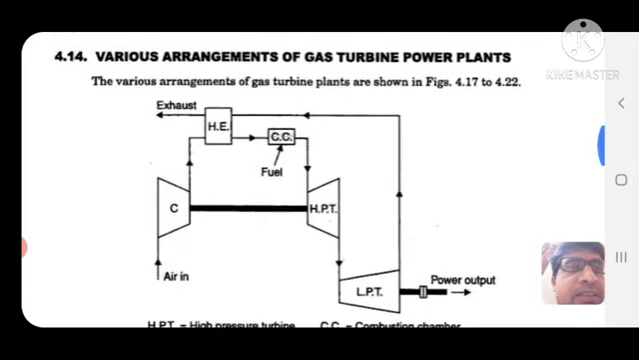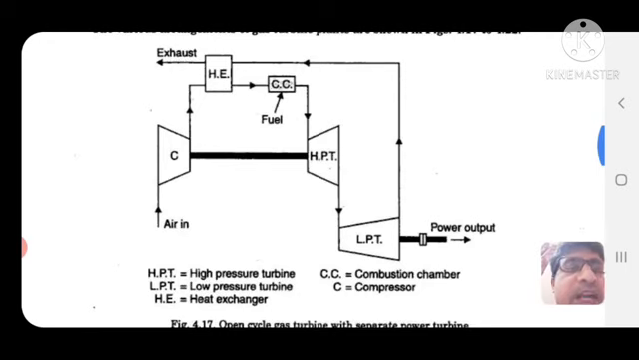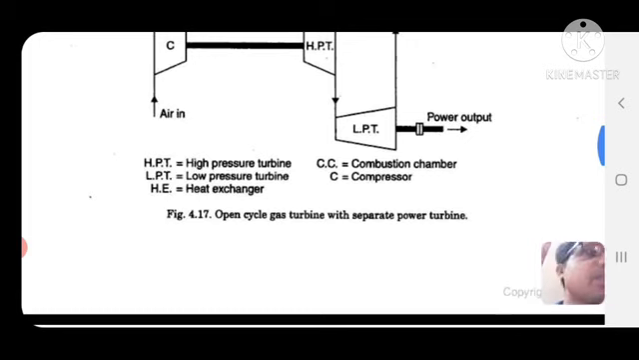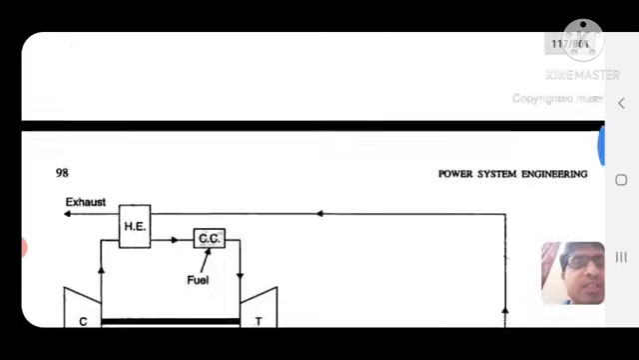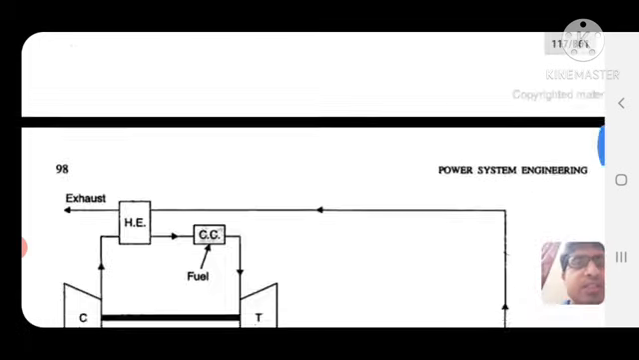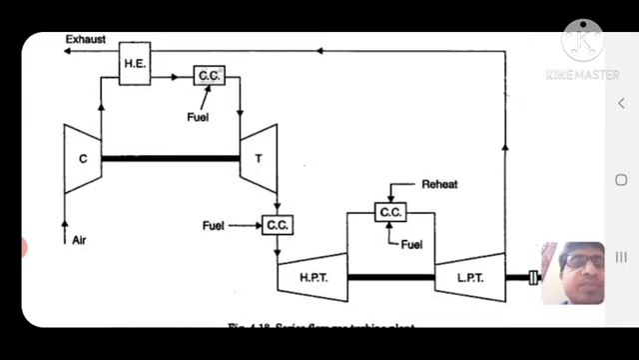The various arrangements of gas turbine plants are shown here. Here: high pressure turbine, low pressure turbine, heat exchanger. So this is the schematic sketch: high pressure turbine, low pressure turbine, and this one the heat exchanger, combustion chamber. So, open cycle gas turbine with separate power turbine. This one, exhaust gases, and the combustion chamber.